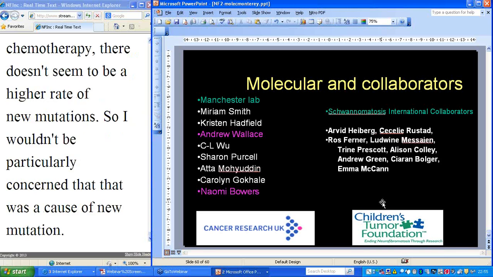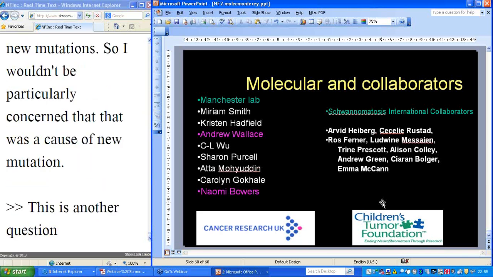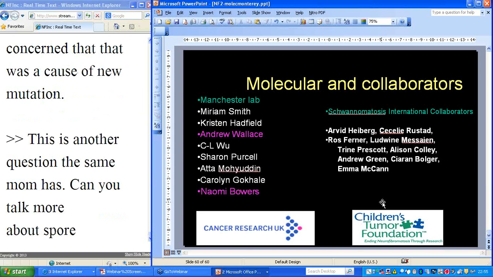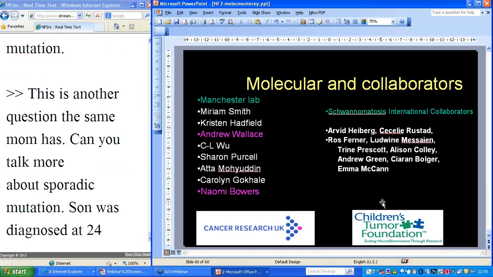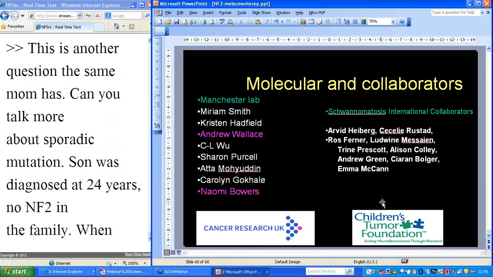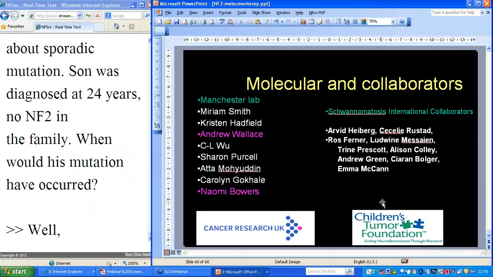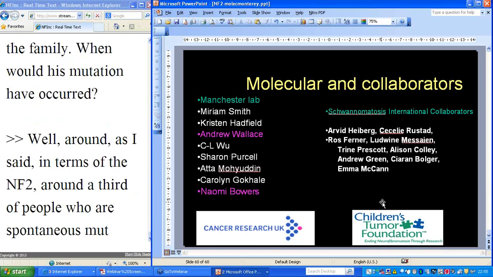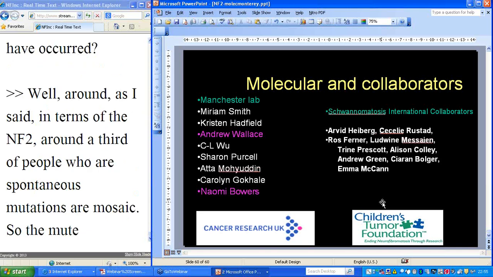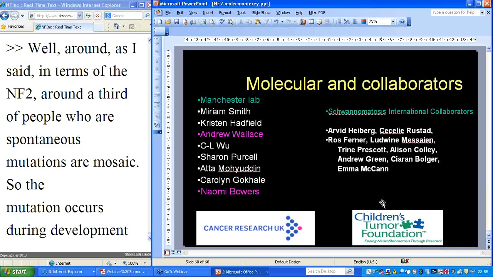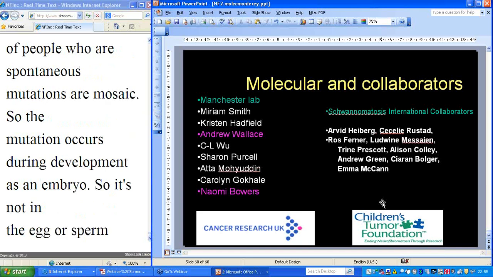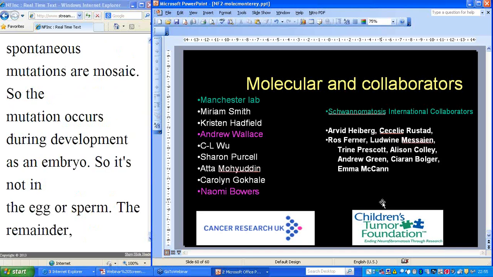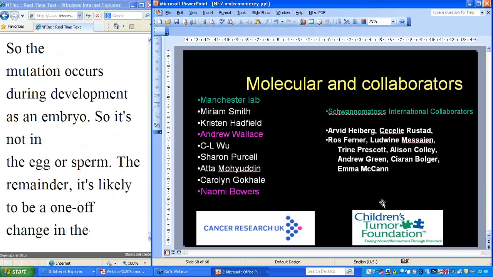Okay. And this is another question that the same mom has here. Can you talk more about sporadic mutation? Son was diagnosed at 24 years, no NF2 in the family. When would his mutation have occurred? Well, as I said, in terms of NF2, around a third of people who are spontaneous mutations are mosaic. So the mutation occurs during development as an embryo, so it's not in the egg or sperm. The remainder, it's likely to be a one-off change in the egg or sperm that made that individual.